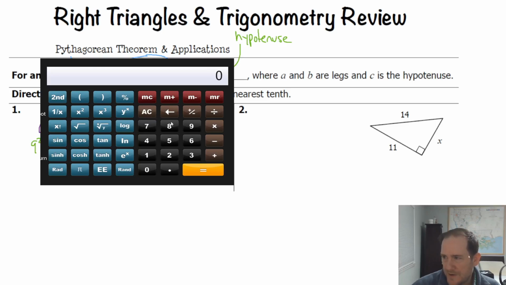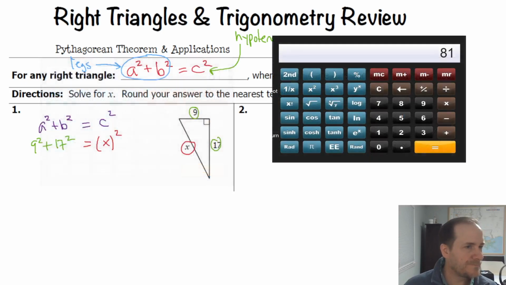There's a squared button on here. You could hit 9, and then this button here is for squaring. You'd hit that, and you get your 81 a little faster. But either way, we can do that math. We also need 17 squared. So to do 17 squared, you'll just do 17 times 17. It's probably the easiest way. That's 289.